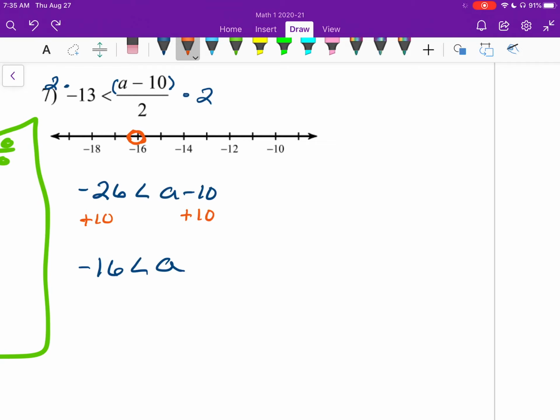So that means, so 0 would be over here, right? Let's just plug in 0. Negative 16 is less than 0. Well, is that true? Yeah, that is true. So we're going to shade over here.